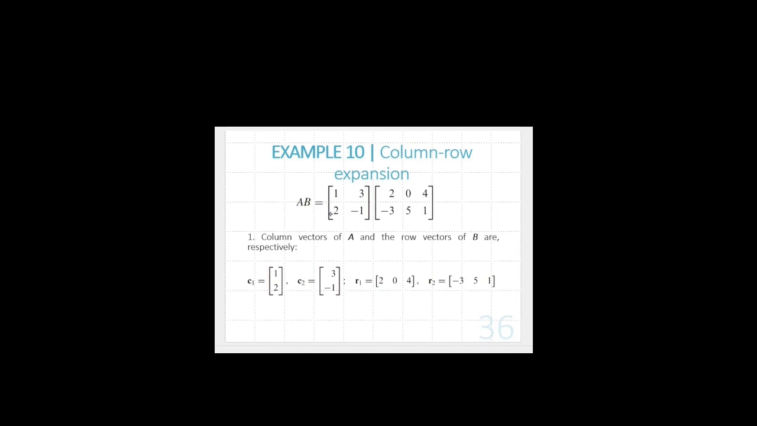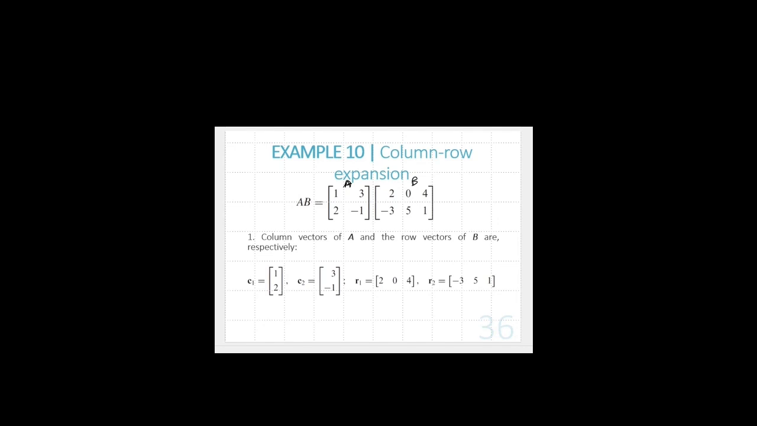So here you've got your columns of A. We've got 1, 2, and then the next column is 3, negative 1. Then we've got the row vectors of B here. So I'm going to go ahead and put A here. This is B. Keep in mind, order is going to matter. So this is going to work here. Here we've got the row vectors of B. Row 1 is going to be 2, 0, 4. Row 2 is negative 3, 5, 1.